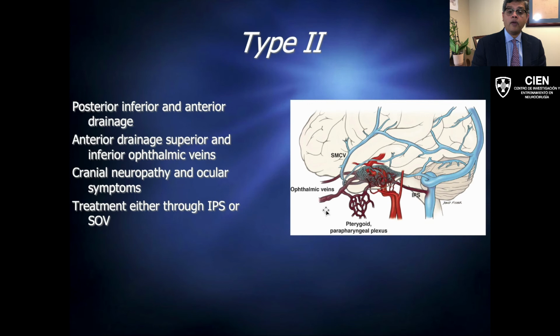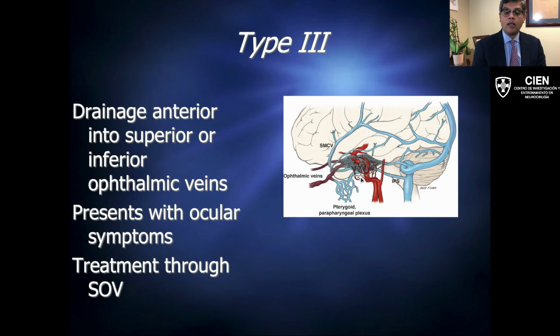Type 3 is drainage just into the superior or inferior ophthalmic veins, and the patients present with ocular symptoms only. Here, we have to treat through the superior ophthalmic vein most often because there may not be a channel that connects the inferior petrosal sinus into this venous drainage.